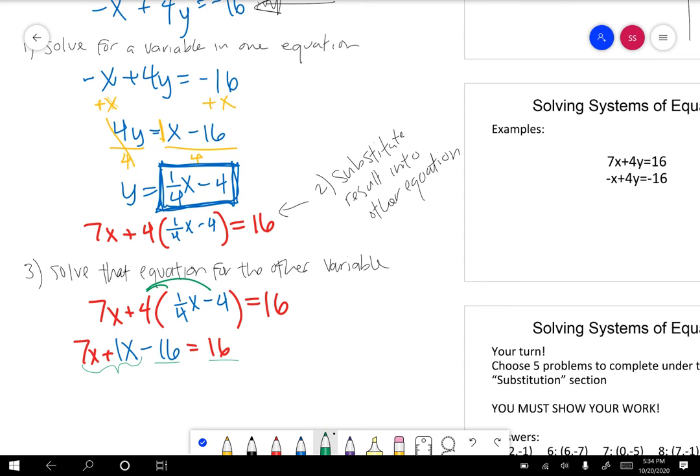Okay. So let's combine those. 7x plus 1x. 7 plus 1 is 8. So we have 7 of something and 1 of something. We combine them together, we have 8 of something. In this case, that something is x. So we have 8x. And then to get rid of the 16 on that side, since we're subtracting 16, we're going to do the opposite and we're going to add 16 to both sides. 16 plus 16 gives us 32.